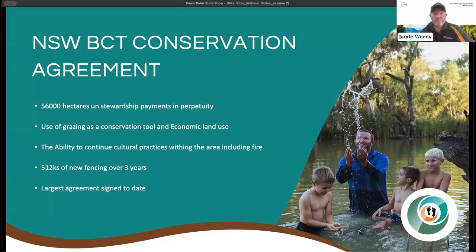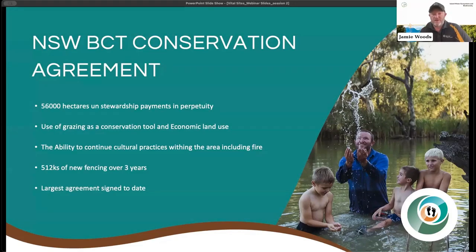through that agreement. We fought pretty hard for the use of grazing as a conservation tool and economic land use. The ability to continue cultural practice within the area, including fire, was a very, very big win for us. We've also got some fencing through some of the main environmental assets that we want to protect, and we're currently putting in some fencing over the next 3 years. It may take about 5 years. We had a flood come along that held us up a little bit with some of the fencing.